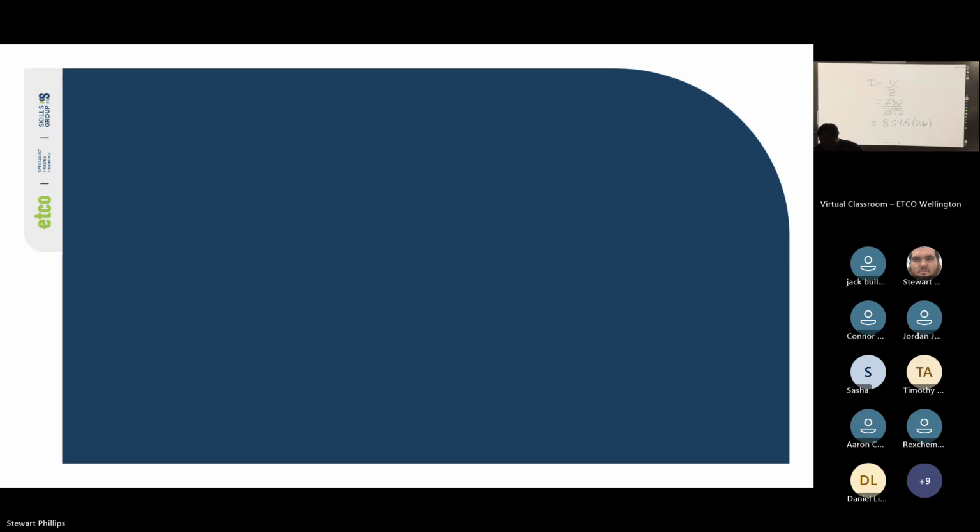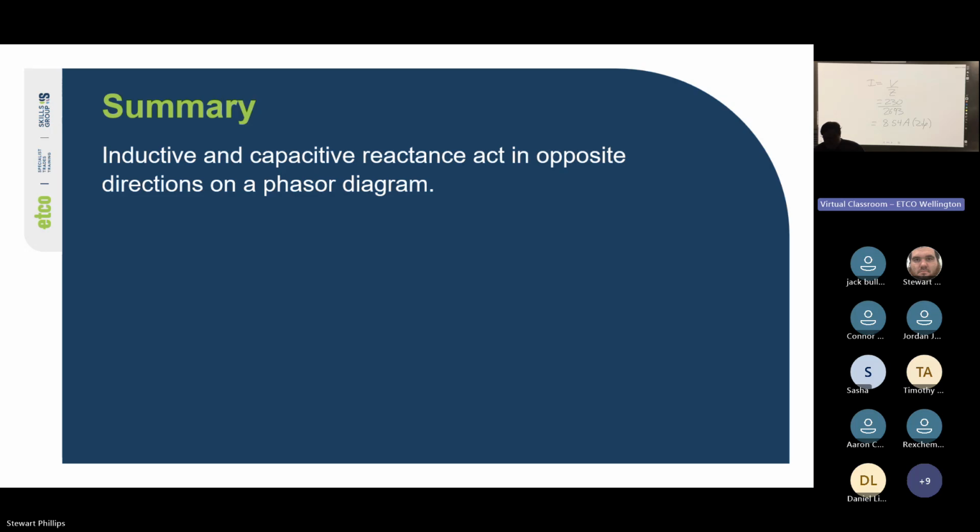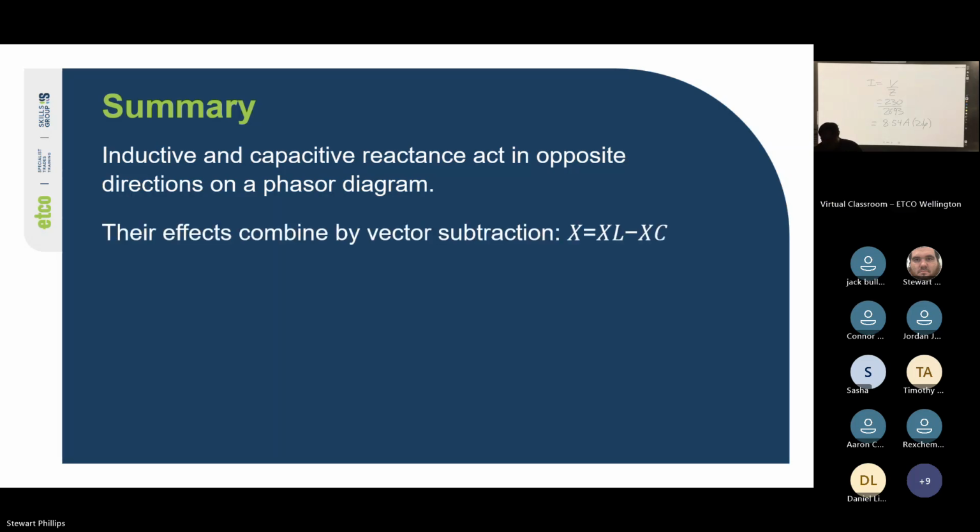Blow up. Cool. So in summary, inductive and capacitive reactance act in opposite directions on a phasor diagram. Their effects combine by vector subtraction. So they don't add together, they don't multiply, they're not a sum, they are a subtraction.